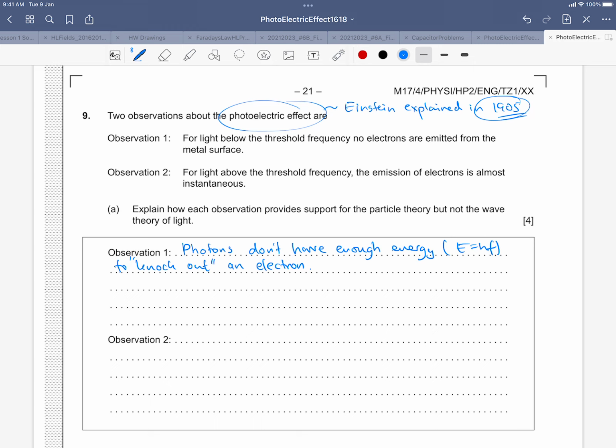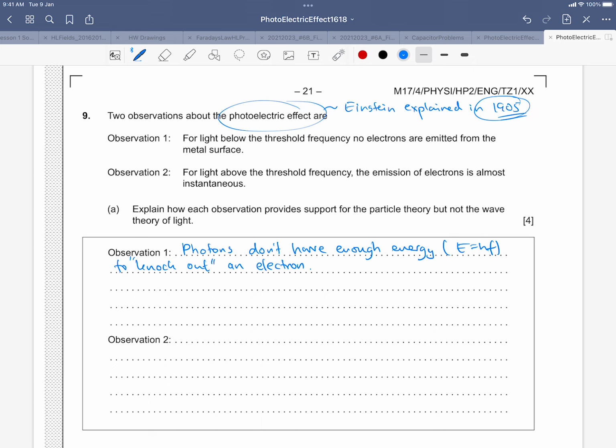And then the wave theory can't really explain that, because if we assume light is an electromagnetic wave, then we know from waves and oscillations that the energy of an oscillation does not depend on the frequency, it just depends on the amplitude of the oscillation. So it should be possible, even though we have say a low frequency, to have a large enough amplitude to, say, knock out the electrons, but it turns out not to be the case. So let's try and write that down.